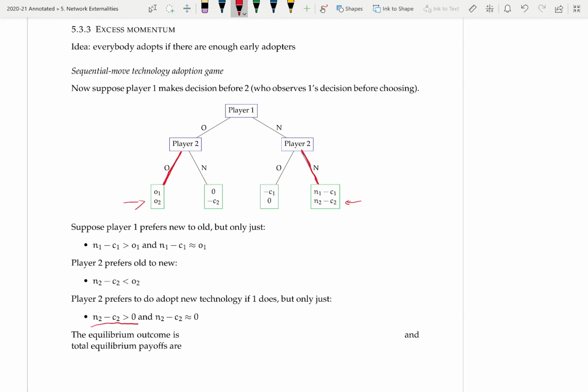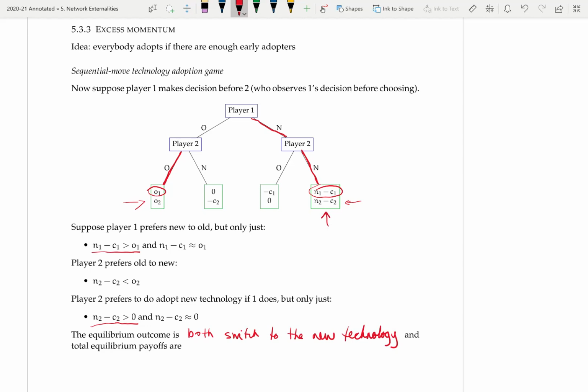So now that we've found player 2's optimal choices, we need to look at the choice of player 1. Will they choose to stick with the old technology or adopt the new technology? Well, they're comparing the payoffs O1 and N1 minus C1. And we're going to assume that player 1 prefers the new technology to the old one. And so player 1 will choose to adopt the new technology. Because player 2 will always do what player 1 does, player 1 can essentially choose the outcome of the game, whether the new technology is adopted or not. And here they choose the new technology because they prefer it to the old. So the equilibrium outcome is that the new technology is adopted by both players, and their payoffs are here.